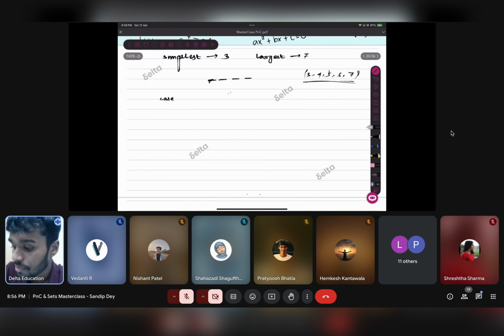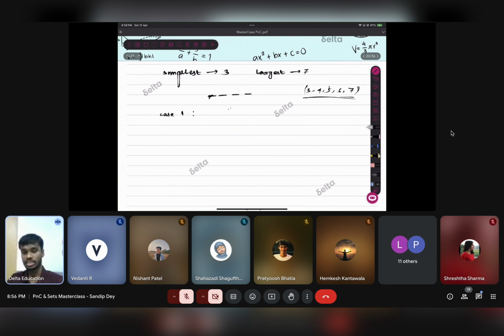So let's take case 1, where I know for sure that if my smallest digit is 3 and largest digit is 7, then 3 and 7 are going to be present in that number, right? So I have to take care of the other 2 places that are going to be filled. Now let's say for case 1 the other 2 places are 3. If I am having 3, what will be my number? It will be something like 3 3 3 7. So how many different permutation arrangements can I make out of these numbers? 3 threes and 1 seven.